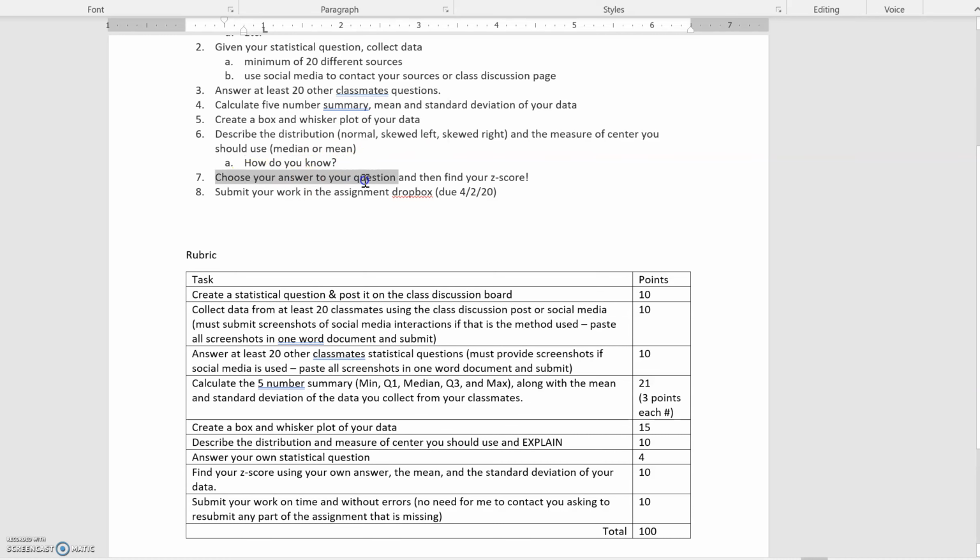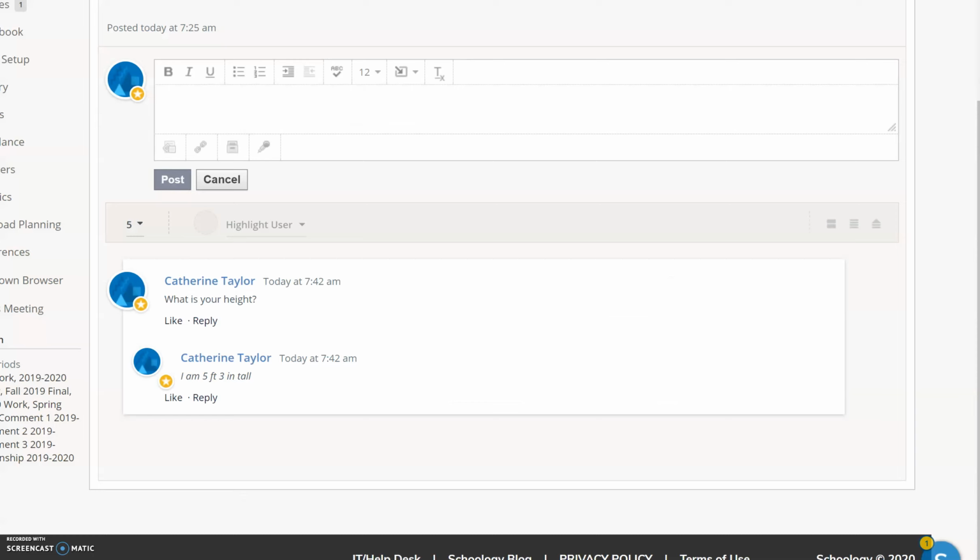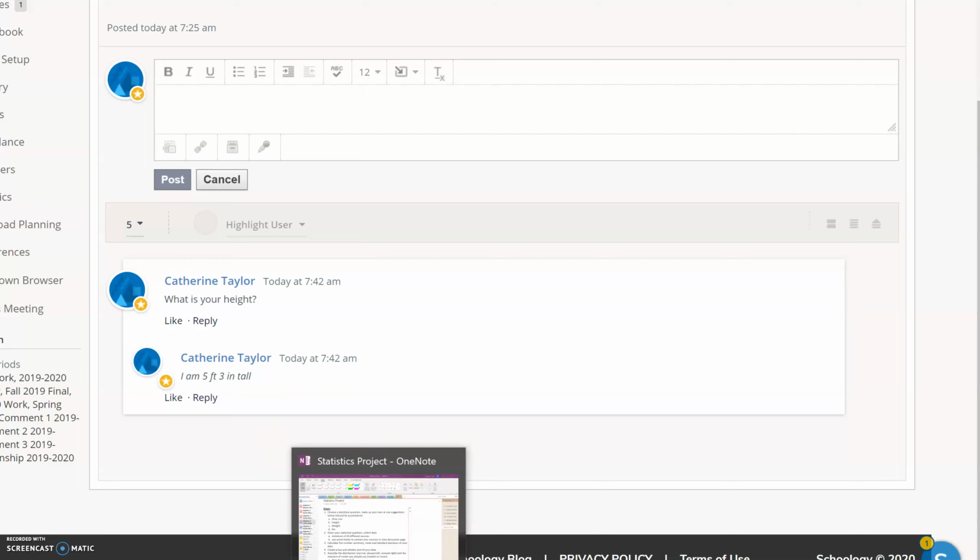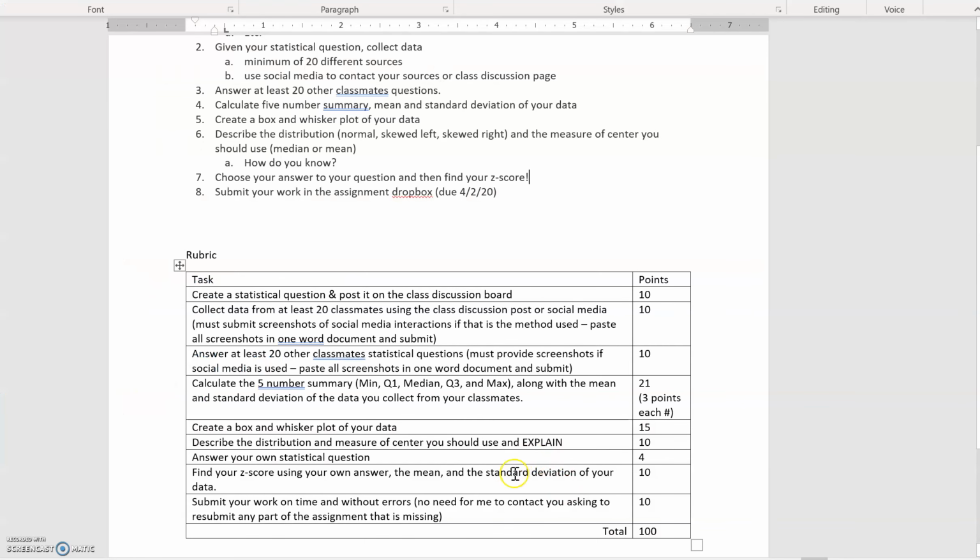The next step is to choose to answer your own question and then find your z-score. What you see on this discussion post is I asked a question and then I answered my own question. My answer should not be calculated into the mean or the 20 minimum responses. My question is going to be how I calculate my z-score. If my answer is 5.3, or 5'3", then I'm going to take my 5'3" minus the mean, divided by the standard deviation. I'm going to use the z-score formula to calculate the z-score, and I will record my answer here.